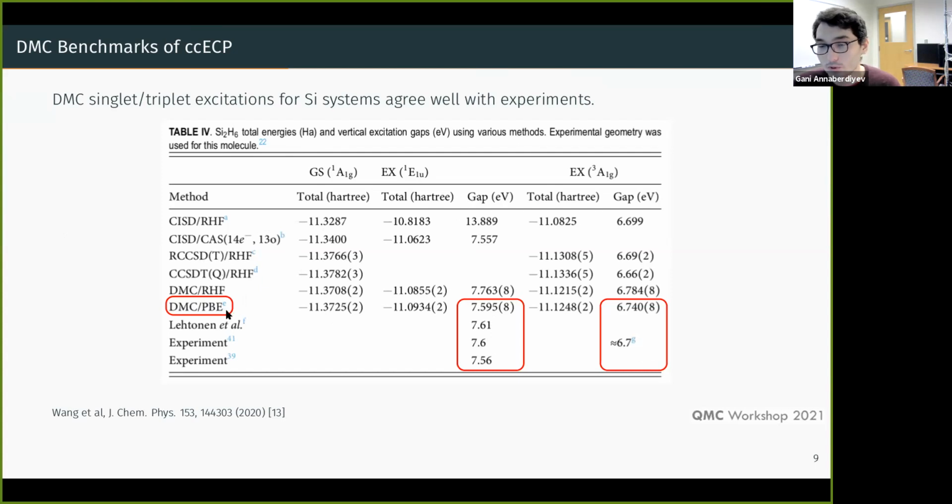And the most important point here is that if you look at this method, DMC using a PBE trial wave function, so essentially a single reference, that gap is very close to experimental values, which are shown here. Two experimental values are present, and the same thing for the triplet gap. So we can see with DMC as well, we can get very accurate results, provided that the ECP is accurate and there's a good trial wave function for that.